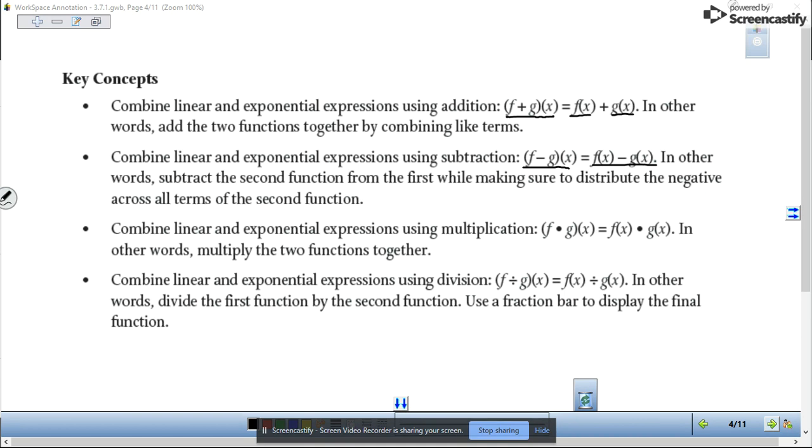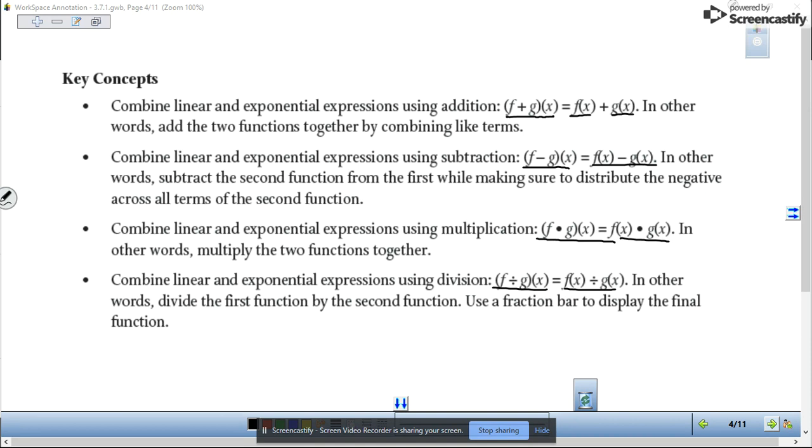The next one is multiplication. That is not to be confused with something called f of g of x, which is something that you'll do maybe next year, probably next year in 10th grade. But this is f times g of x. So f of x times g of x. And then lastly, we have division, which is exactly what it seems like. It's just like the others. F of x divided by g of x. Okay?